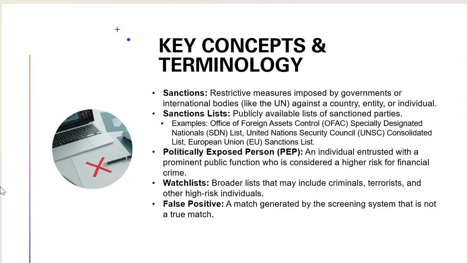So let's discuss the next term, the politically exposed person. We also call this PEP. A PEP is an individual entrusted with prominent public functions who is considered higher risk for financial crime. These are persons in politics or in higher-level roles in government bodies. The government prepares a list of these customers and individuals, and they are considered politically exposed persons, or the PEP list.